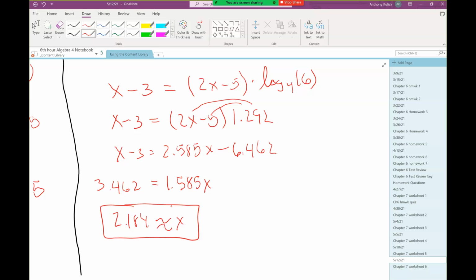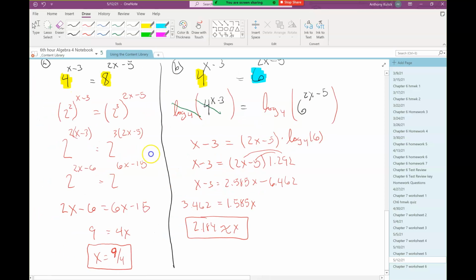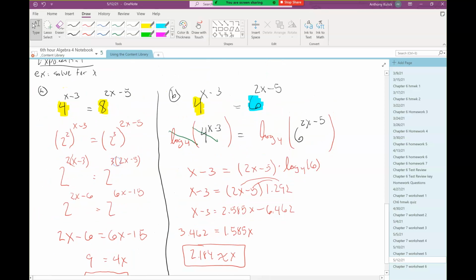Yeah, so hard. Okay, so I want to point something out to you. This method that we just did, where we took the log of both sides, could you have done that in part A? Yes, right? That method would still work in example A. You could do the log to both sides and it would still work the same way. It's a little bit of overkill, like using a baseball bat to squash a fly, but it'll work.